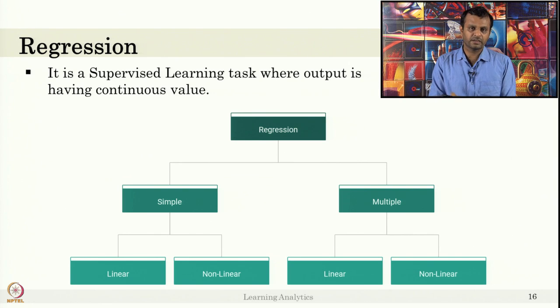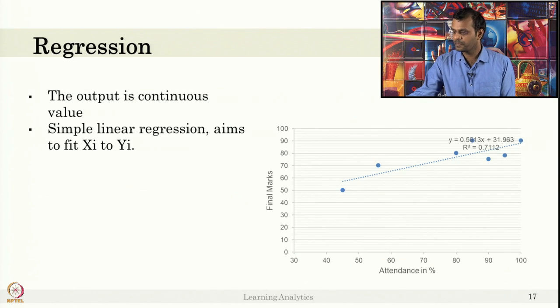In regression, again it is subdivided into multiple types, like simple and multiple. In simple it's linear and non-linear, and also in multiple it's linear and non-linear. We'll talk about simple linear regression now. The output is a continuous variable. This is the same plot we discussed a few slides ago. There's attendance and the final marks.